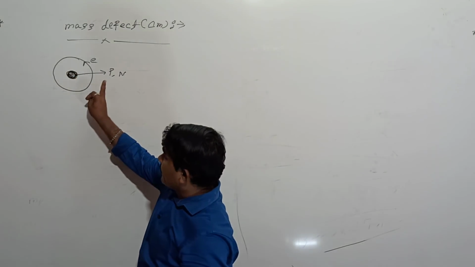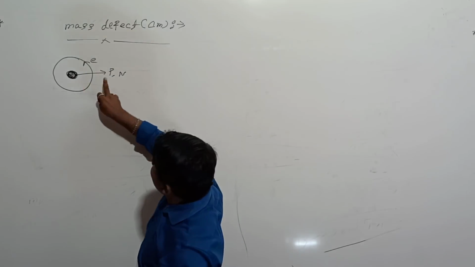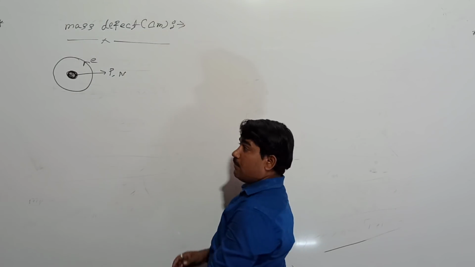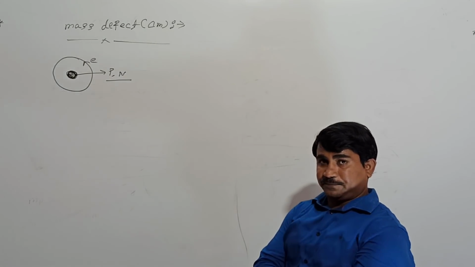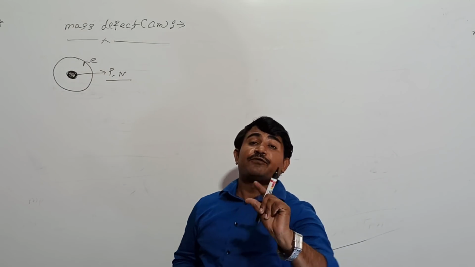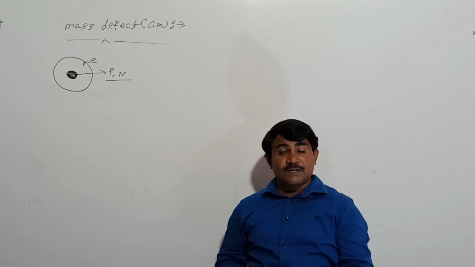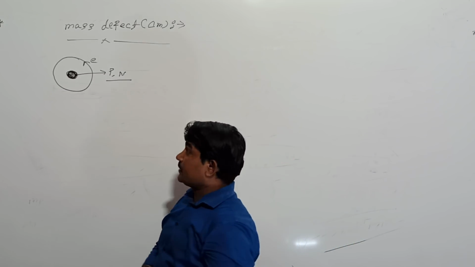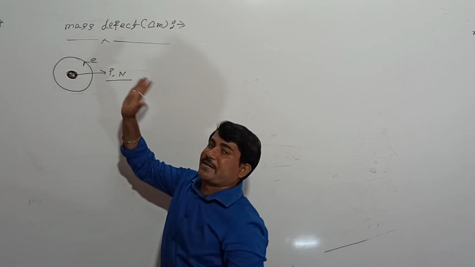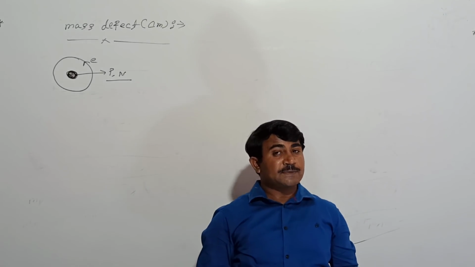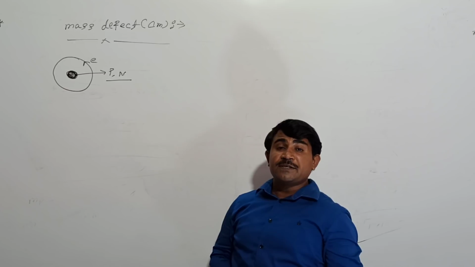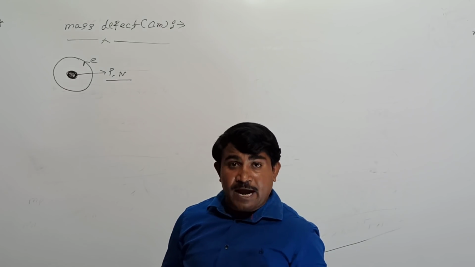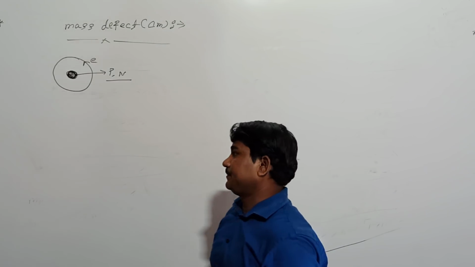if we weigh the total nucleus and if we weigh the separate nucleons, the masses of the nucleons are always greater than the actual mass of the nucleus. The difference in masses of nucleons and the actual mass of the nucleus is represented in terms of mass defect. What is mass defect here? Mass defect is the difference in masses of nucleons and the actual mass of the nucleus.